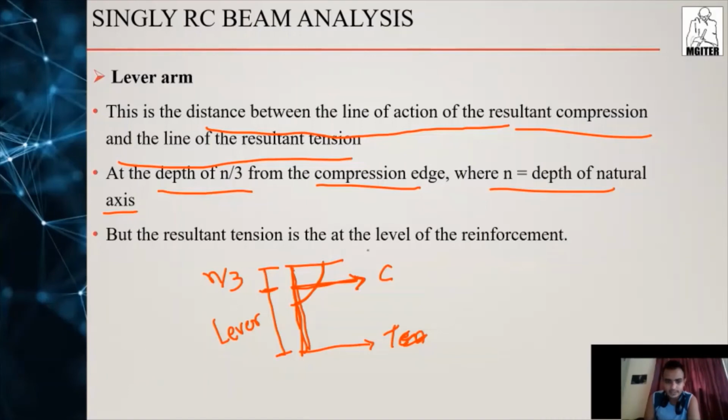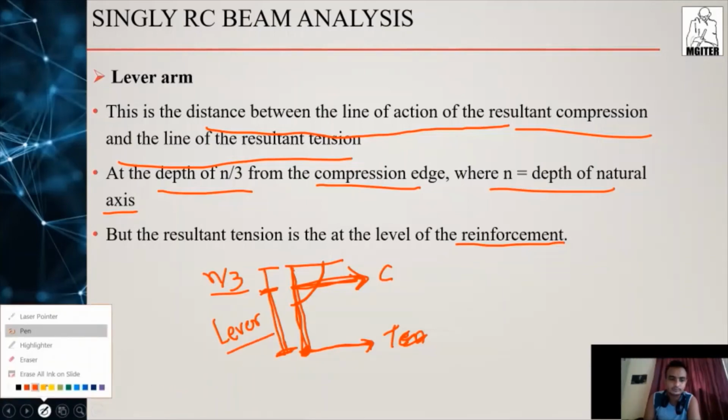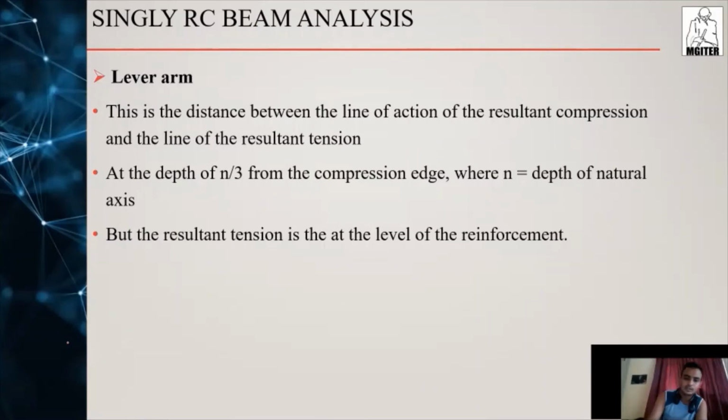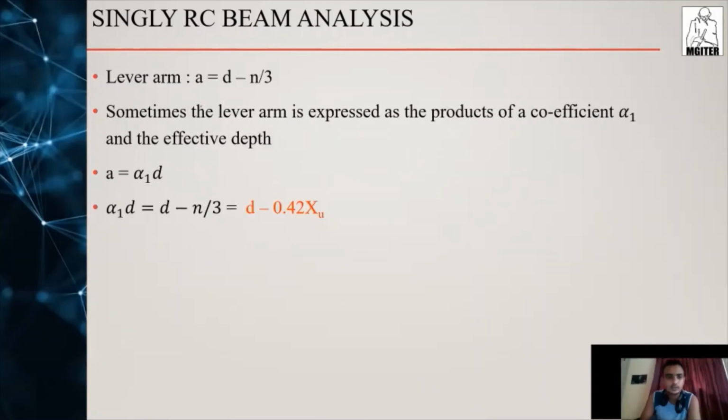But the resultant tension is at the level of reinforcement. At the level of reinforcement, here is the provided reinforcement. At the level of reinforcement we find the resultant tension, and by n by 3 we find the resultant compression, and between the compression and tension force, the distance we calculate is the lever arm. Understood? Simple. Then look at the equation here. Lever arm is equal to d minus n by 3. How can we find it? Look at here.